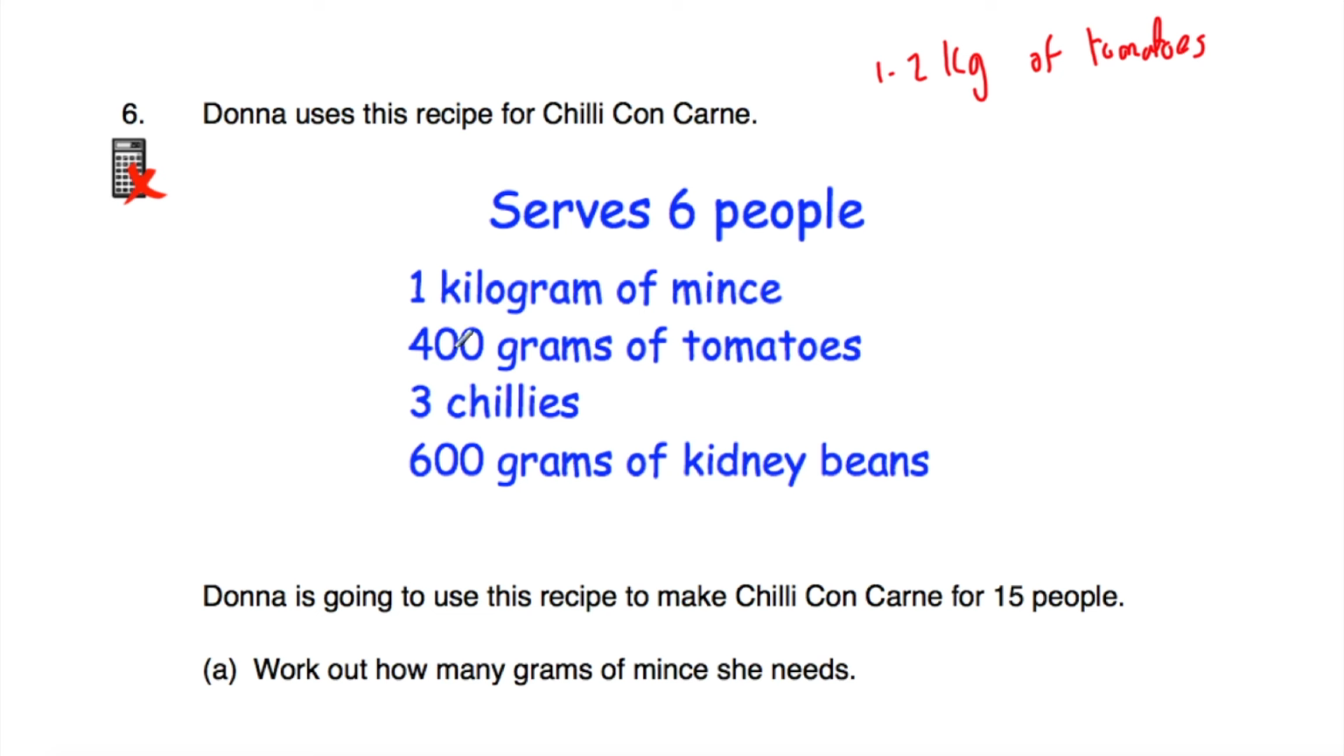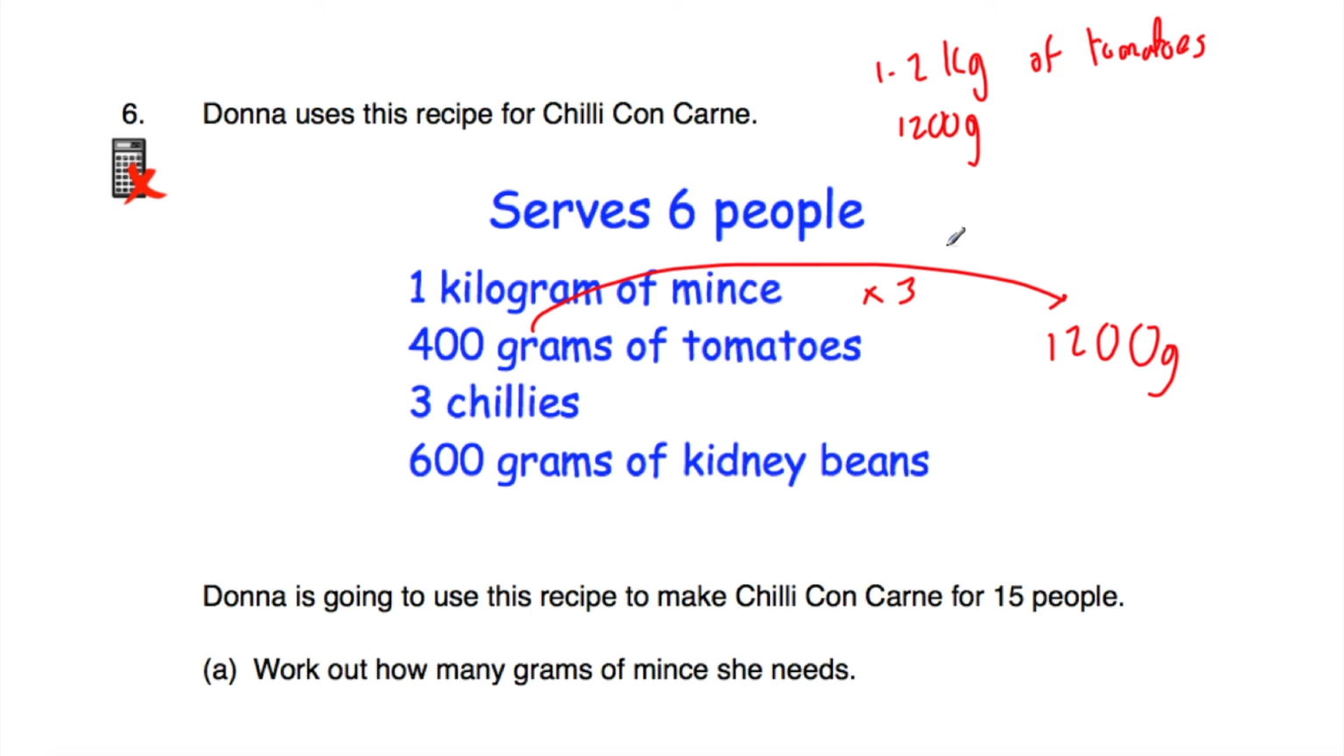Now, if we have a look here, for 6 people, he would use 400 grams of tomatoes. So it's not 6 people because he's using 1.2 kilograms. So he's serving more than 6. And actually, let's change it into grams. 1.2 kilograms would be 1,200 grams of tomatoes. Now, to get from 400 to 1,200, you'd multiply by 3. He's using 3 times as much tomatoes as he would need to serve 6 people.